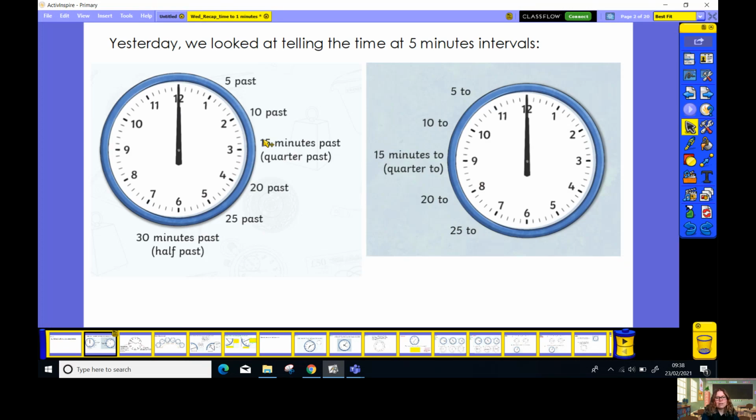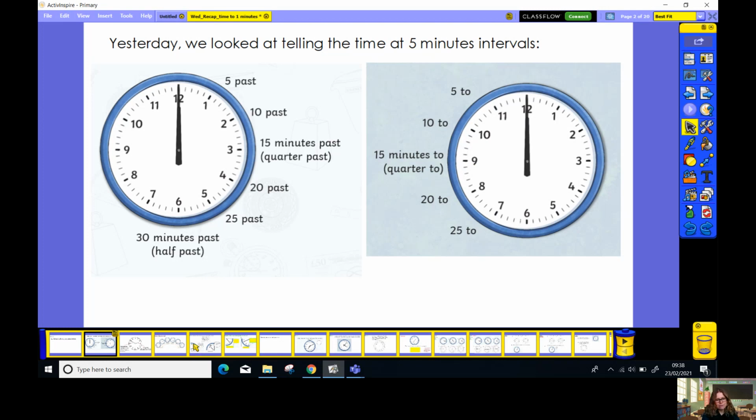Now, yesterday, if you remember, we looked at past and to the hour. We worked out that when the minute hand was pointing to, say, 1, it was 5 past the hour. And when the minute hand was pointing to, say, 4, it was 20 minutes past the hour. And when it was pointing to 6 at the bottom, it was 30 minutes past the hour or half past the hour. And when the hand was on this side of the clock, it was pointing minutes to the hour. So for example, if it's pointing to 7, it's 25 minutes to the hour. Or if it's pointing to 9, it's quarter to the hour or 15 minutes to the hour.